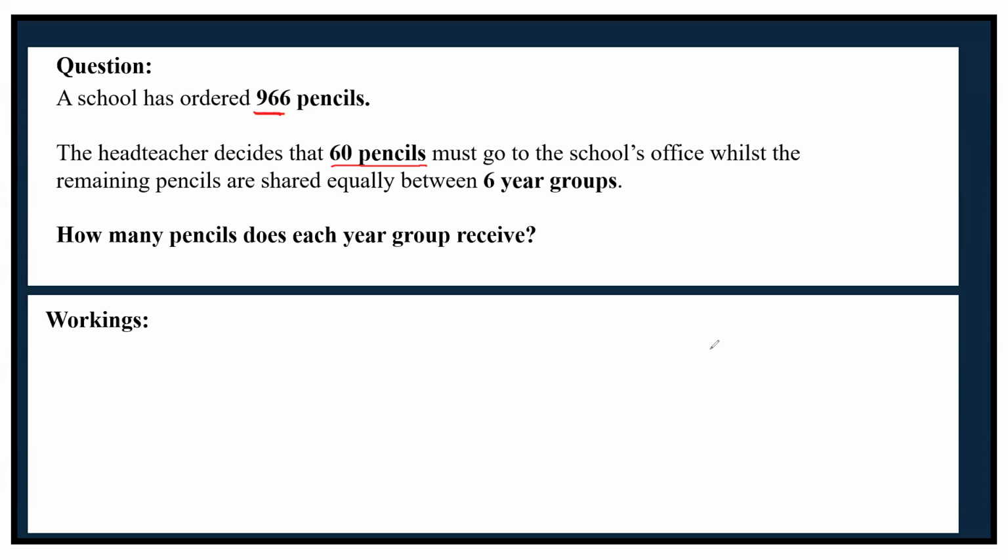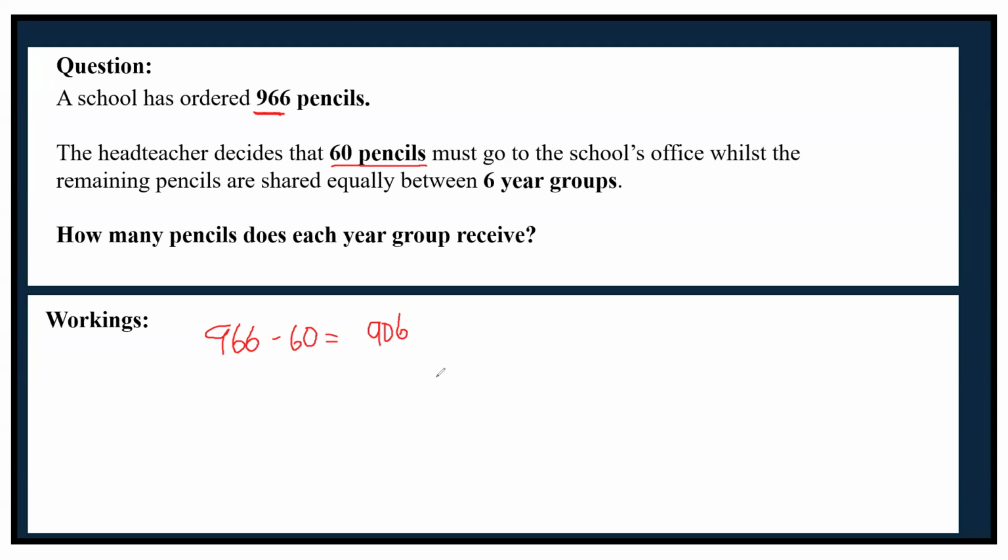So before we do anything, we've got to take into account that we are not dealing with 966 pencils when we divide. Instead, we need to first give 60 pencils to the school's office. So we've got 966 pencils altogether. Then we're giving 60 of those away to the school's office, so let's subtract 60. I reckon you can probably do that in your head. We're taking just six tens away, and what we're going to be left with is 906. Now we've got 906 pencils left.